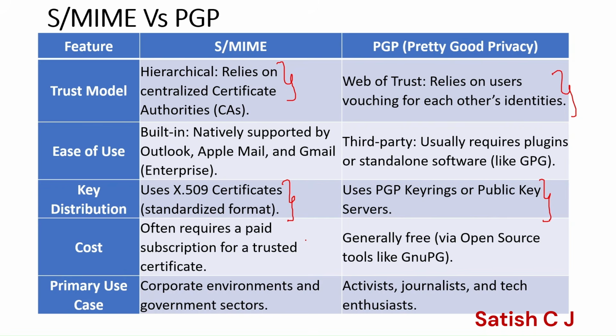So here, cost. We have to pay for the digital certificates that we get from a trusted source. Here it is generally free because it's open source. And the primary use is corporate environments and government sectors. Here, as I told you, activists and journalists, whistleblowers, and bug bounty hunters, and when you're maintaining sensitive records everywhere, so it's a personal choice.